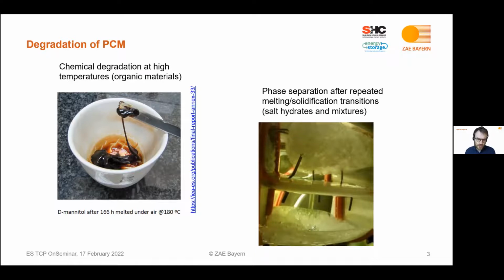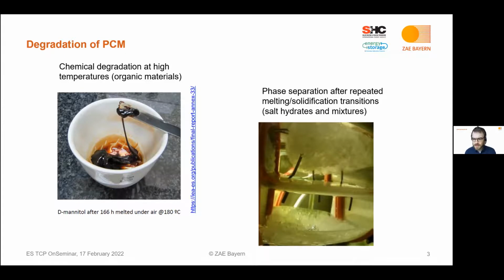And you see a sugar alcohol, D-mannitol, after exposure at high temperatures for some days. And what you see is what you usually observe in the kitchen, maybe. It looks like caramel, which is maybe nice in terms of sweets, but not desired when you want to use it as a thermal energy storage material. So this is typically the chemical degradation of organic material at high temperatures.